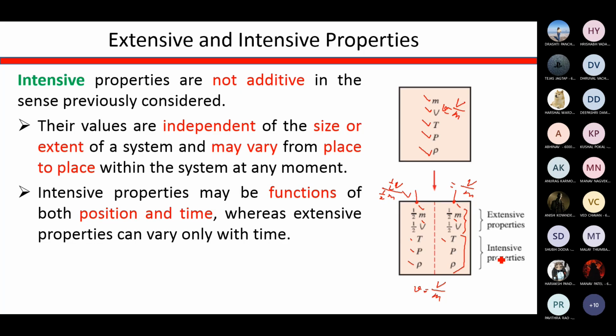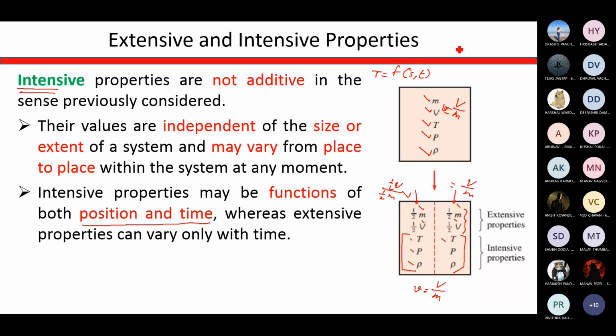Now see the difference between the extensive properties and intensive properties. In case of extensive properties, we said that the extensive properties can be function of time alone, whereas the intensive properties can be function of both position and time. Remember this. Intensive properties can be function of both position and time. So I can write the functional relationship like this. For example, these are the intensive properties. So I can say temperature is function of space and time.